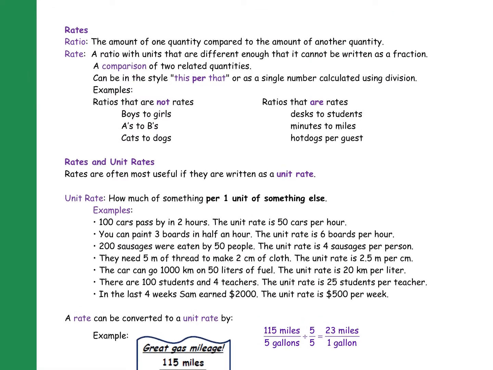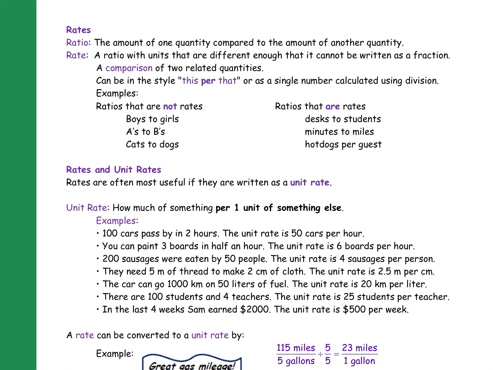Now let's talk about rates. We did ratios, now we're going to talk about rates. Rates are just a little bit different. Remember, a ratio is the amount of one quantity compared to the amount of another quantity. Well, a rate is a ratio with units that are different enough that it cannot be written as a fraction, which we kind of already talked about, right? Some of the things we just did were rates. It's a comparison of two related quantities, and it can be in the style of this per that, as a single number calculated using division.